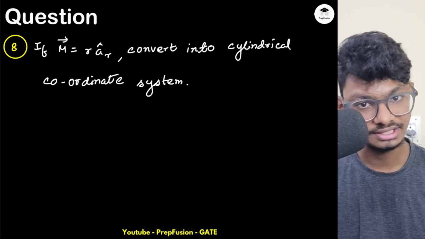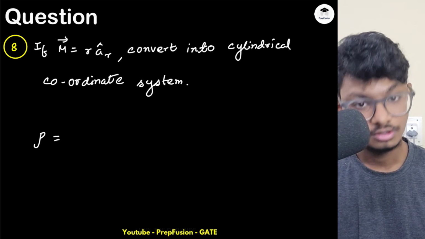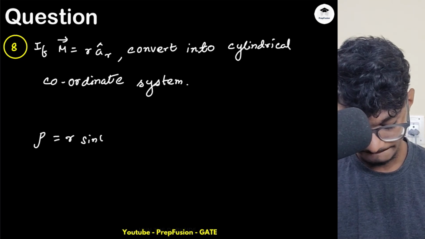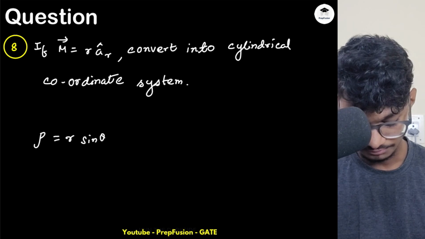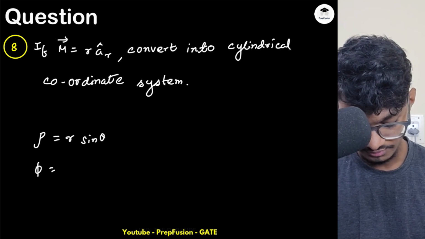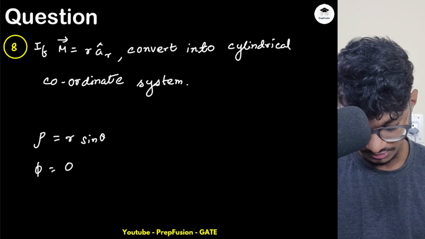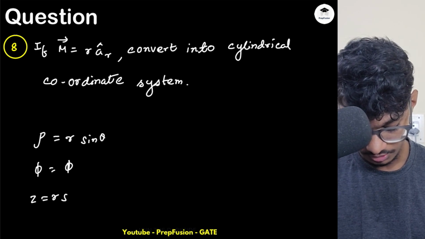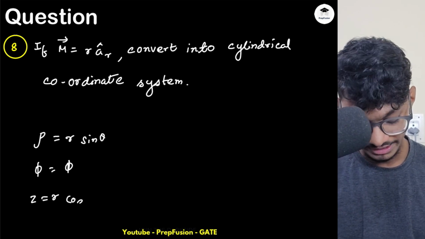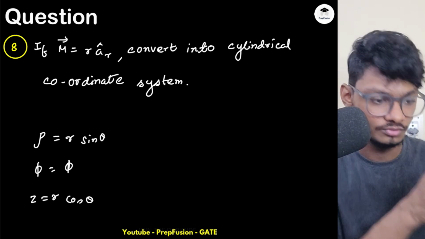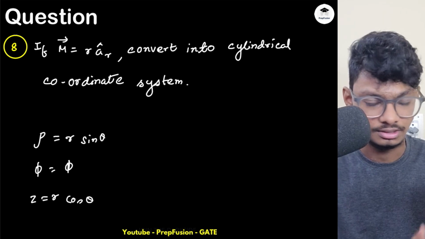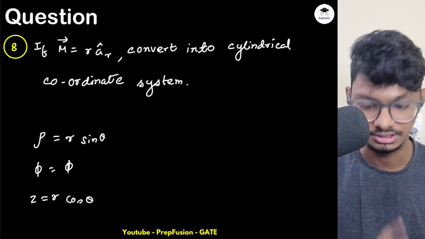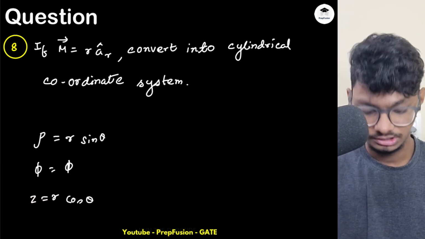So if cylindrical spherical is there anywhere, you will write first rho will be what? R cos theta, not cos theta, sorry, R sin theta, and your phi is simply phi only, and your z is simply R cos theta. So this thing you have to do. It doesn't matter in which direction you are going, whether from cylindrical to spherical or spherical to cylindrical. Whenever there is conversion between cylindrical and spherical, you will write this relationship. Then what you do? You will do this, right?